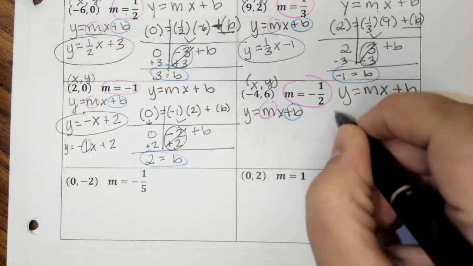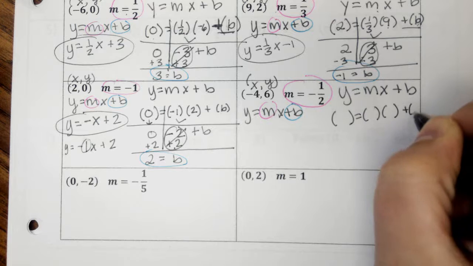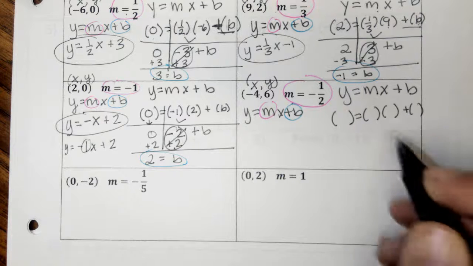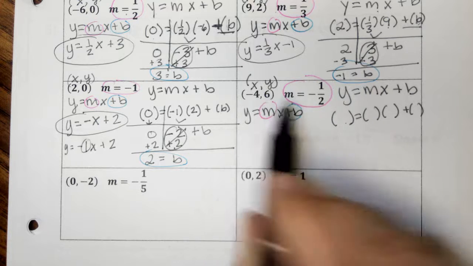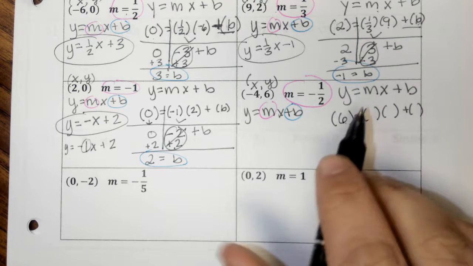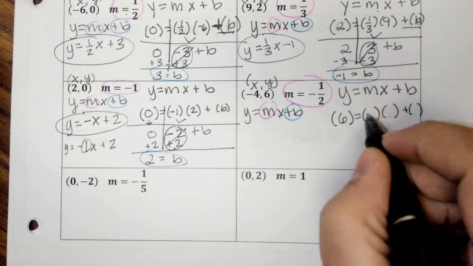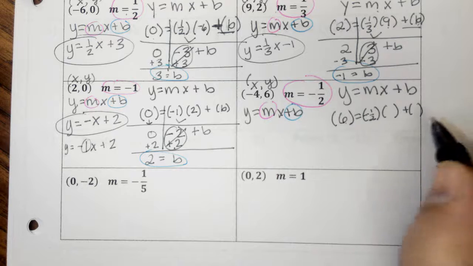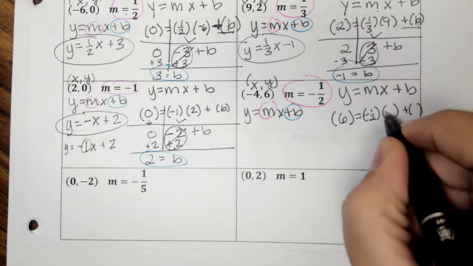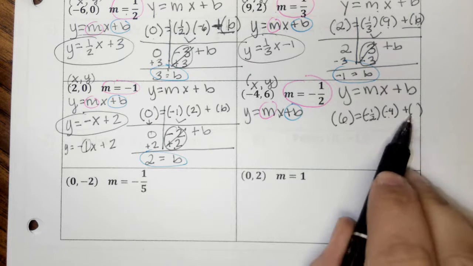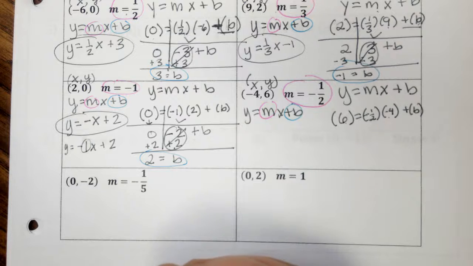Instead of letters, draw a bubble or some empty parentheses. This first bubble is in place of y, and y is 6. The second bubble is in place of m, and m is -1/2. The third bubble is in place of x, and x is -4. And the last bubble is in place of b, but we don't know what b is, we're solving for it, so that stays the letter.